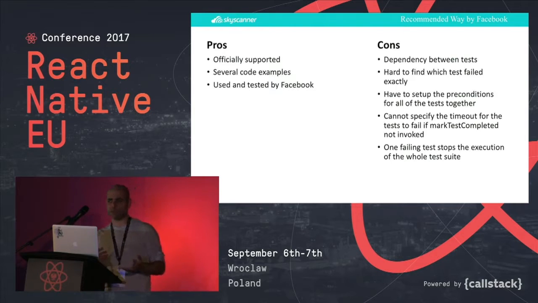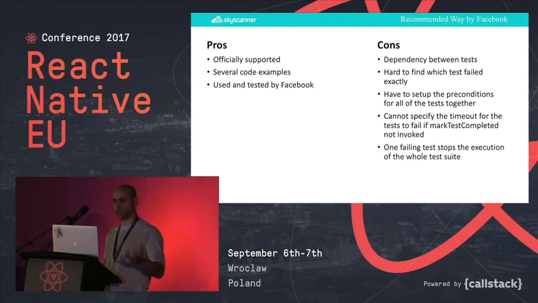A bit about the pros and cons of that. Pros: it's officially supported. The component is there. There are several code samples of Facebook bridges that are tested this way. And it's used and tested. The problem is, as I showed earlier, there is a strong dependency between the tests. They need to run consecutively, and if you want to change the order, good luck. It's not much fun. It's very hard to realize what test failed, because once one test fails, you throw an exception, and the whole test suite fails, basically.